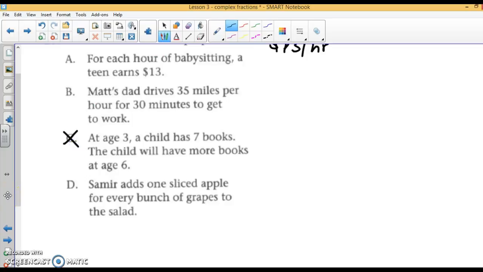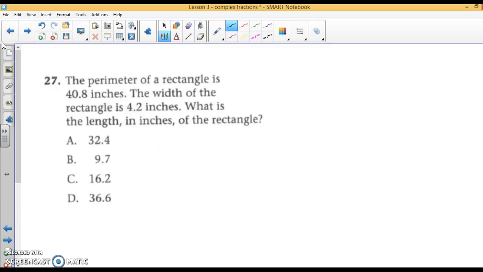Let's look at D. Samir adds 1 slice of apple for every bunch of grapes. Well, 1 apple for every grape, that is proportional. It's going to be the same throughout. Okay, pause and do this one.